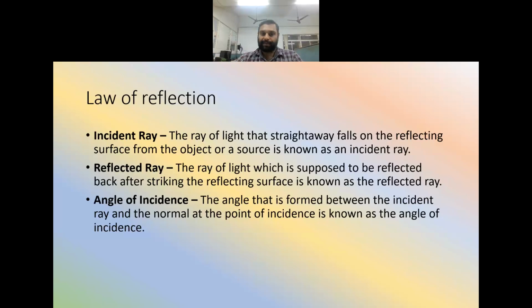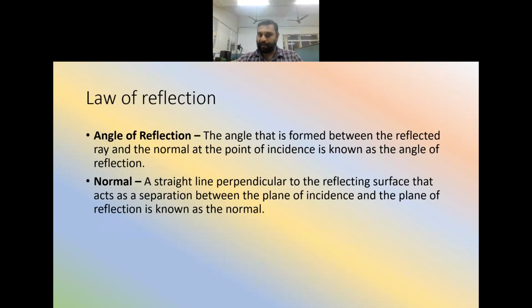The incident ray is the ray of light that falls on the reflecting surface, and the reflected ray is the ray that is reflected back after striking the reflecting surface. The angle of incidence is the angle formed by the incident ray with respect to the normal, and the angle of reflection is the angle made by the reflected ray with respect to the normal. The normal is a straight line perpendicular to the reflecting surface that acts as a separation between the plane of incidence and the plane of reflection.